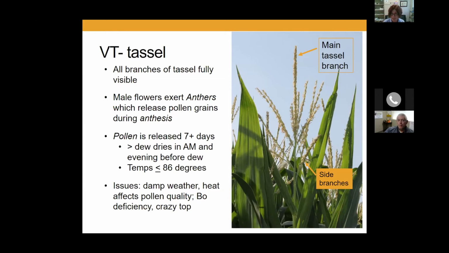So if I'm releasing a lot of pollen over multiple days, I'm going to offset a really hot day here, or a dry day there, or a really rainy day here. And it's just kind of a protective thing for the plant.